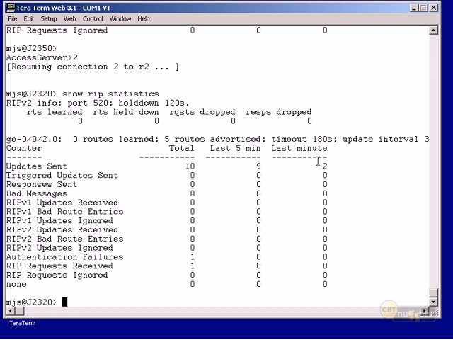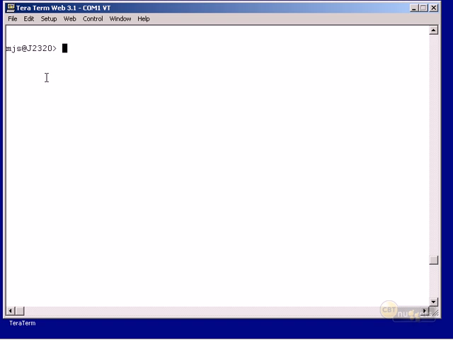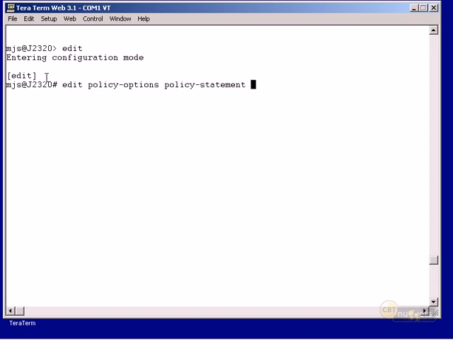That's excellent. Now, while I'm here, let me show you something else that's pretty cool as well. I want to get into the edit area. I want to get to edit policy options and the policy statement for RIP_EXP, my export policy. I'm going to get into this context. I can come in here and I can do a show command.